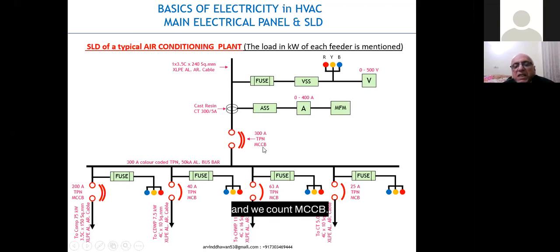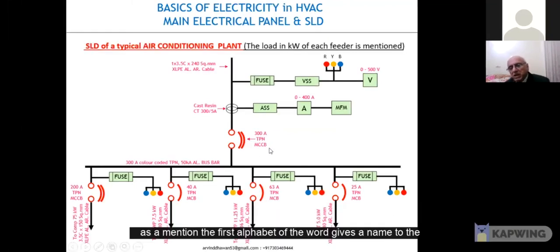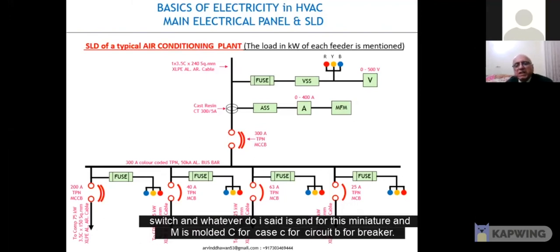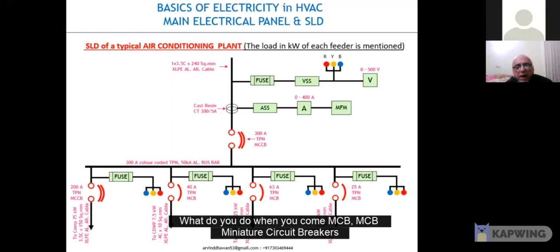Then we come to MCCB. So what is MCCB? As I've mentioned, the first alphabet of the word gives the name to this switch or whatever device it is. M is for... miniature? No, M is molded. C for case, C for circuit, B for breaker. But when you come to MCB, it is miniature circuit breaker.